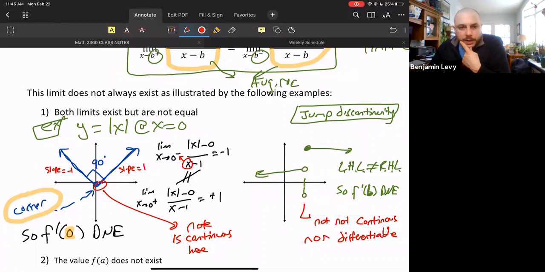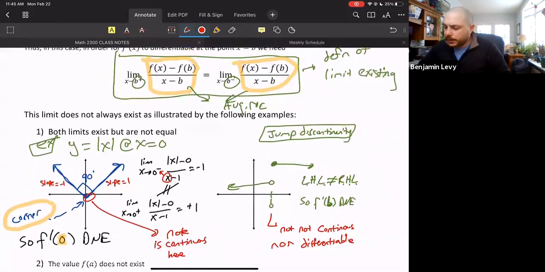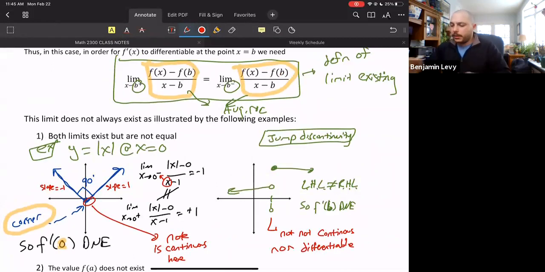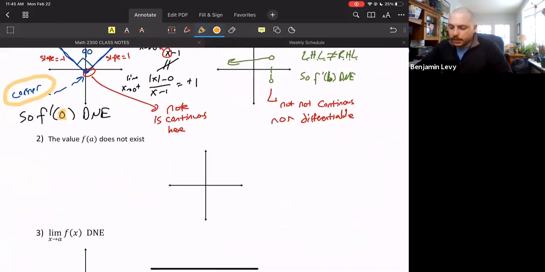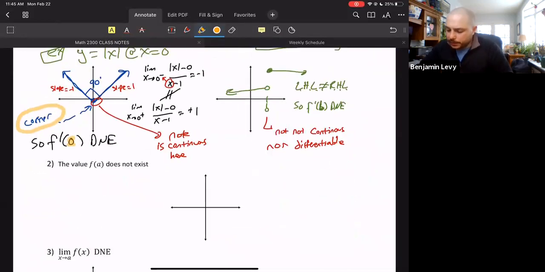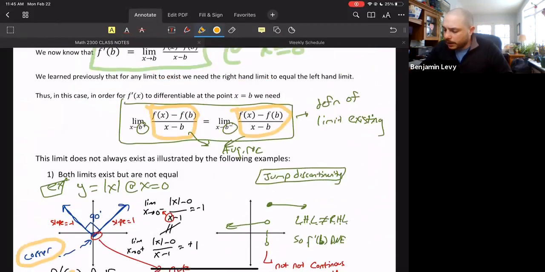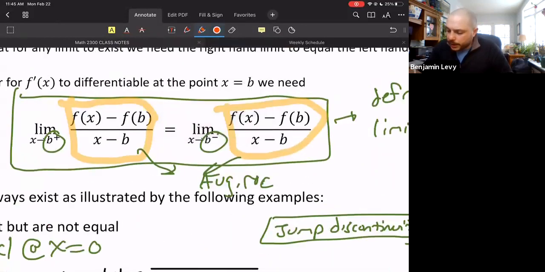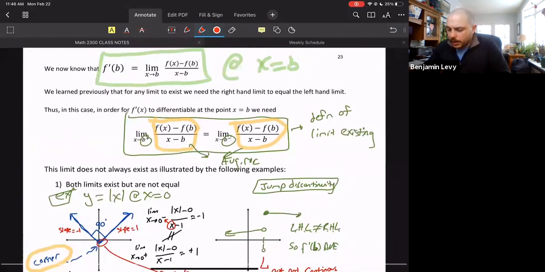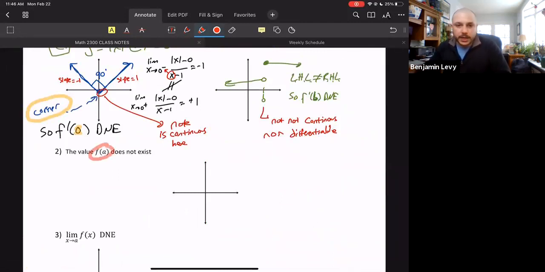We're going to look at a couple other cases where this doesn't exist. So far, I'm just showing you that the right and the left-hand limit of this particular expression might not exist. There's a couple other cases where this might not work, which is potentially the function value doesn't exist. Notice here, you need to plug numbers into this, right? f of b is plugging a number into the function. And if the function doesn't exist at that number, you can't use that part of the formula. That might happen if the function's not defined there.